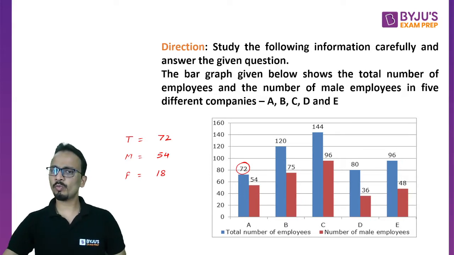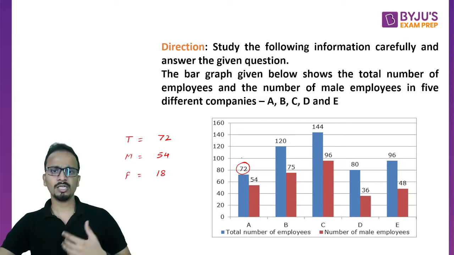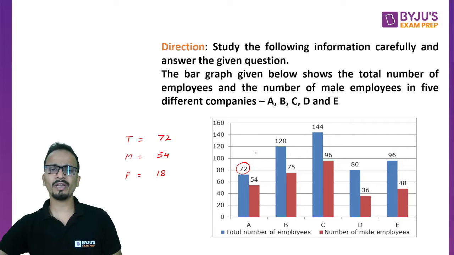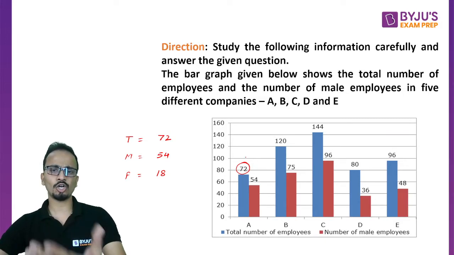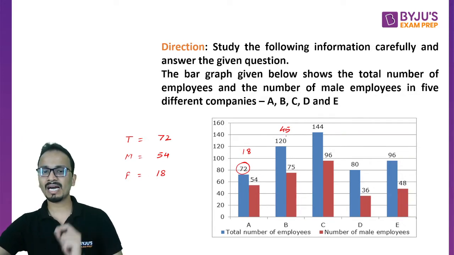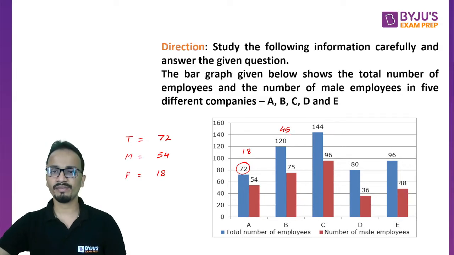Also, if you want to save your time, no need to make a separate table. You may write the number of female employees at the top here. So 72 minus 54 is 18. 120 minus 75 is 45. So in company A, number of females is 18. Company B, number of females is 45.